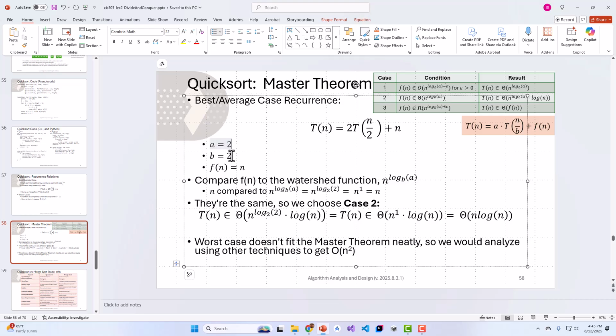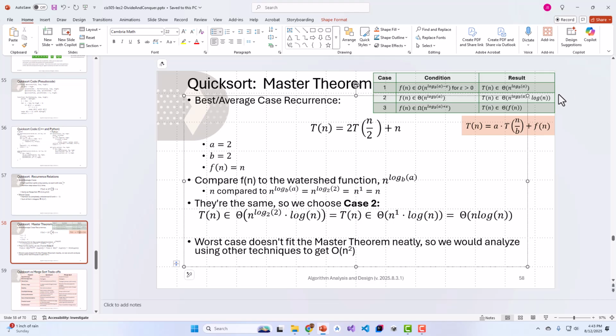So we've got a is 2, b is 2, f(n) is n. Compare f(n) to the watershed, so we're comparing n to the watershed, n to the power log base b of a. n compared to n to the log base 2 of 2 is n to the power 1, and that's n also. So they're the same, so that means we pick what? We pick case 2. Case 2 comes up a lot. They all kind of do, but for the ones we're talking about, case 2 comes up a lot.